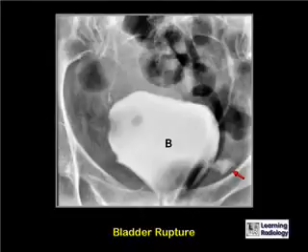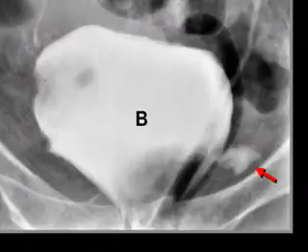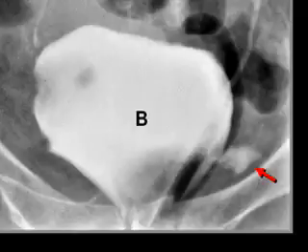This is an example of a bladder rupture. B is on the bladder, which is visible because of contrast which was injected intravenously, and the red arrow is pointing to an amorphous collection of contrast that lies outside the bladder that represents an extraperitoneal bladder perforation.